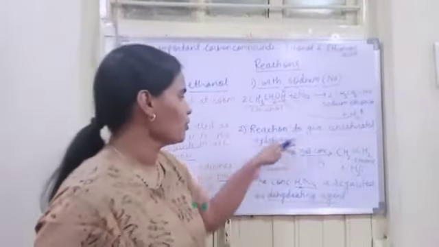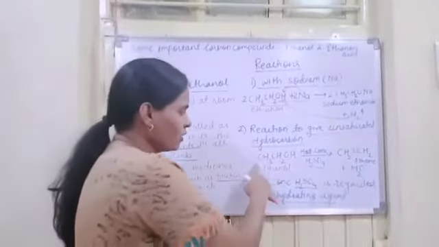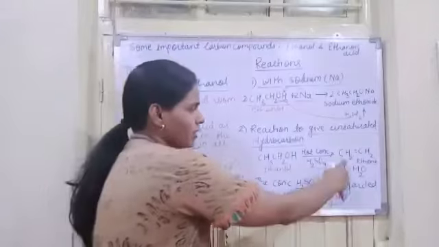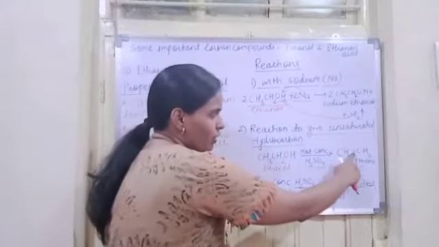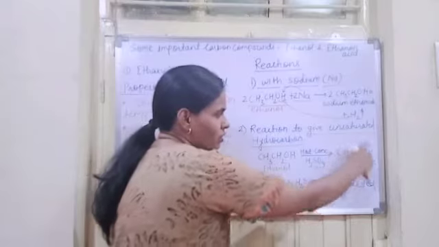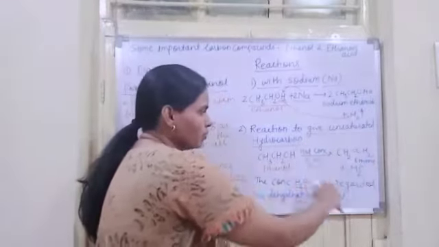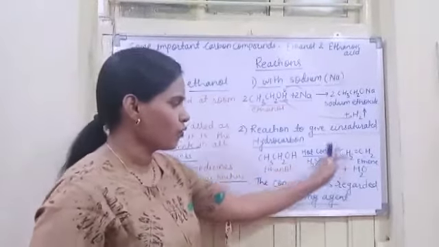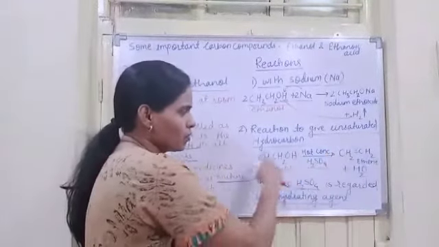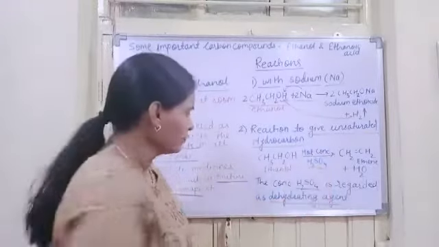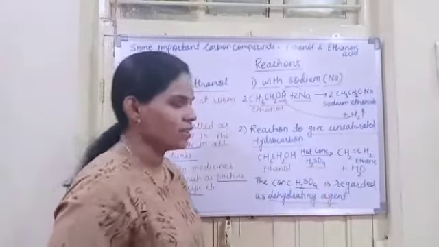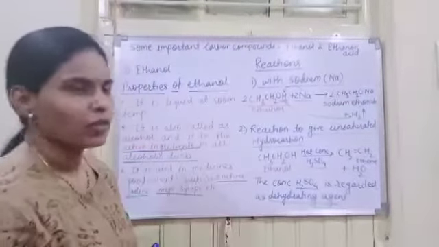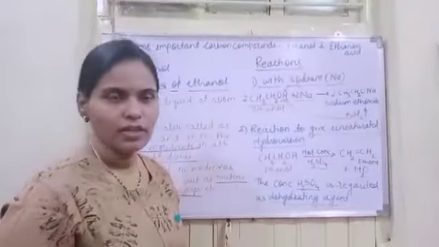Second, the reaction to give unsaturated hydrocarbon. In this reaction, when ethanol is treated with hot concentrated sulfuric acid, we get ethene. Now look at this double bond. This ethene is an unsaturated hydrocarbon, formed with a water molecule, and as the water molecule is removed because of hot concentrated sulfuric acid, the concentrated sulfuric acid is regarded as a dehydrating agent. Now this is regarding ethanol. Now let us see regarding ethanoic acid.